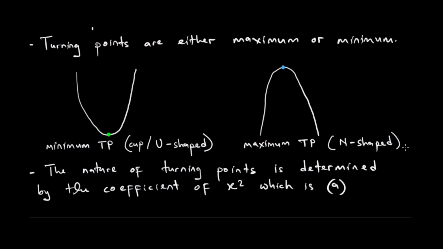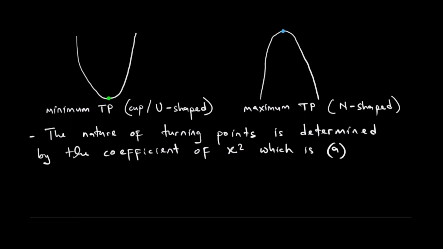A. I want to explain this particular point. Saka kuti tizive the nature of turning points, kuti tizive kuti graph redu rine a minimum turning point kana kuti maximum turning point, even before tatombori plota kana kuti sketcher, we are going to use the coefficient of x squared, which is in most cases A.